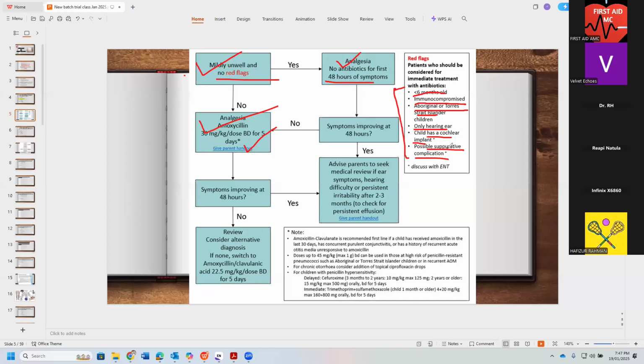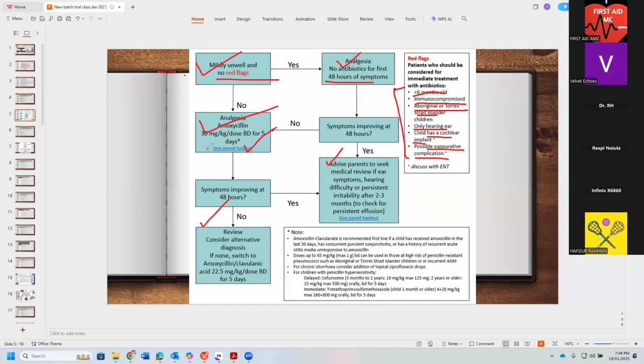But if any of those red flags are present within the question, then you need to give analgesia with the antibiotics. If symptoms are improving, then you advise the parents to seek medical review of the ear and ask the GP to do a formal audiological testing, right?